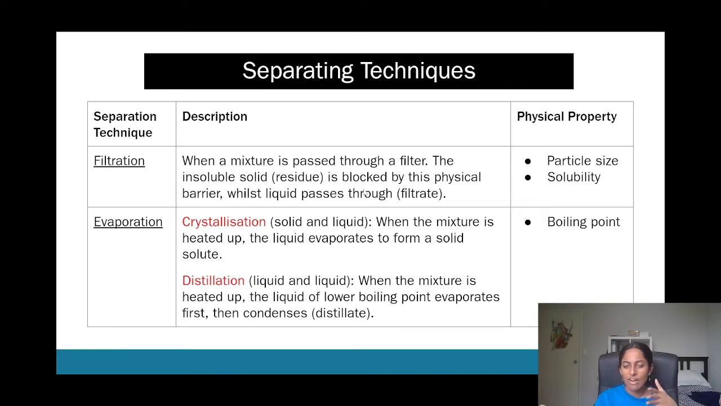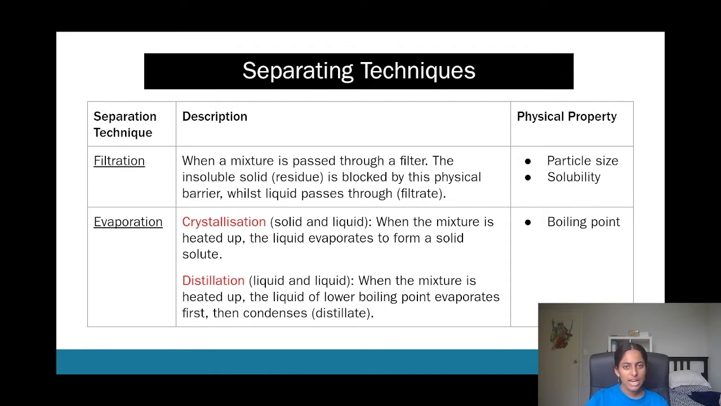So that's when you have, let's say, a bunch of rocks of different sizes and you sieve them through. What happens is that smaller rocks go to the bottom, bigger rocks stay at the top. And in terms of solubility, you may have something that is insoluble, like lead chloride in water. To separate the lead chloride from the water, you would use filter paper, pour the mixture, and the lead chloride will be at the top of the filter paper and the water will just pass through.